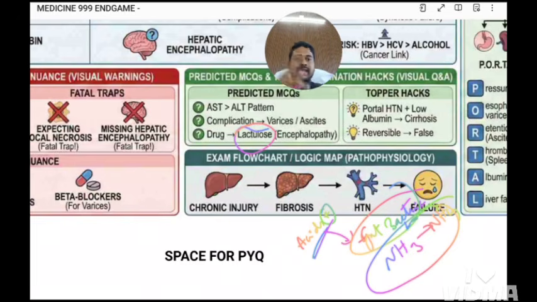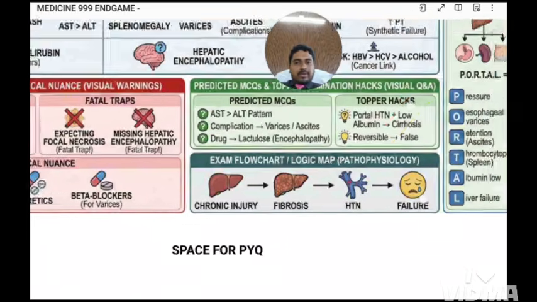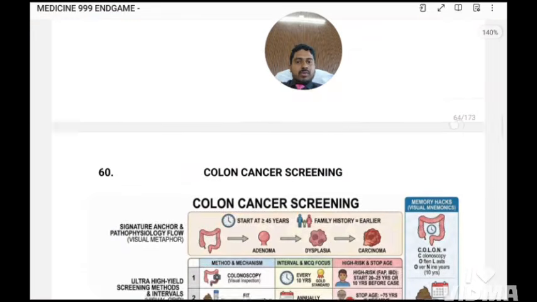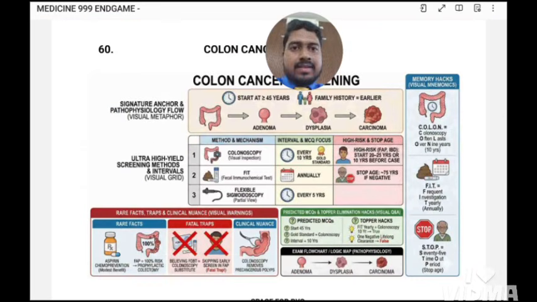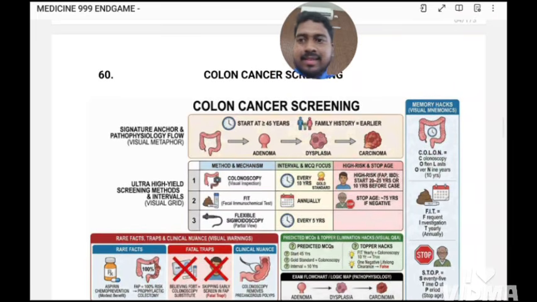That work is done by lactulose. So these two things I have already told you, and yes, we'll go on to the next topic. So next topic is colon cancer screening.